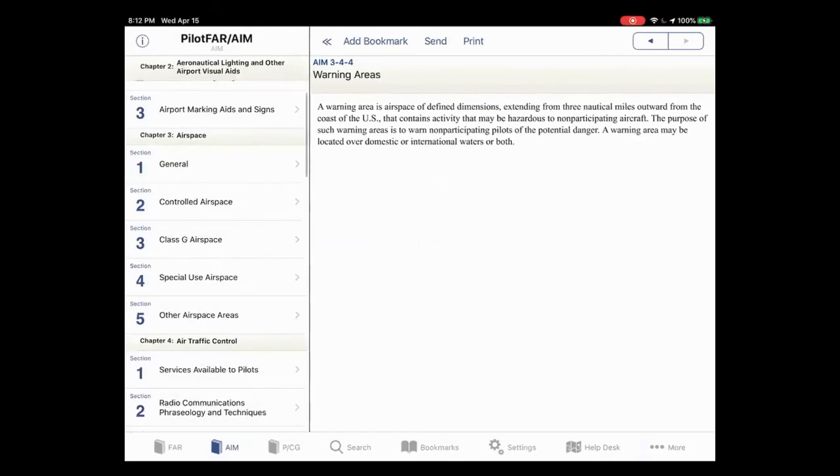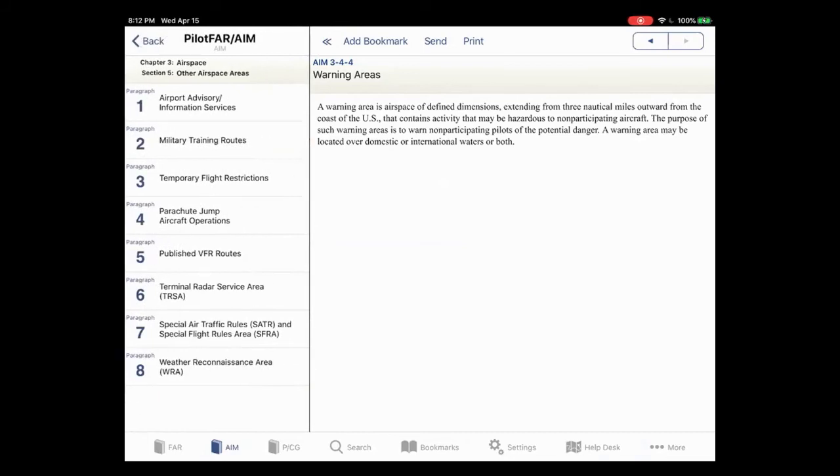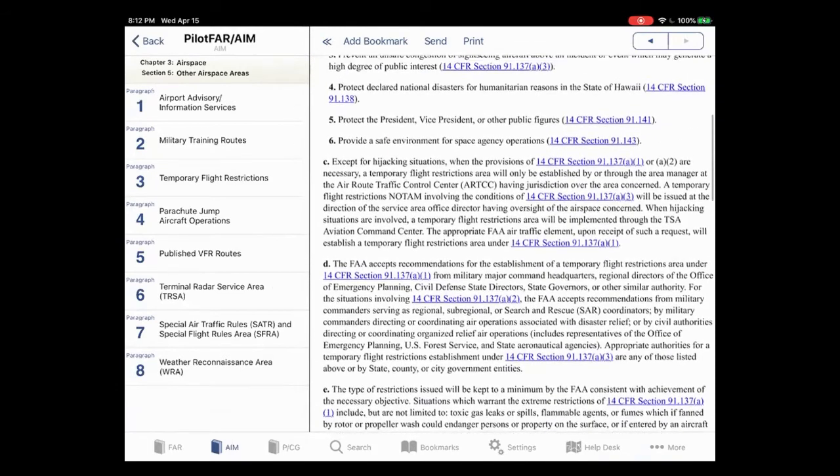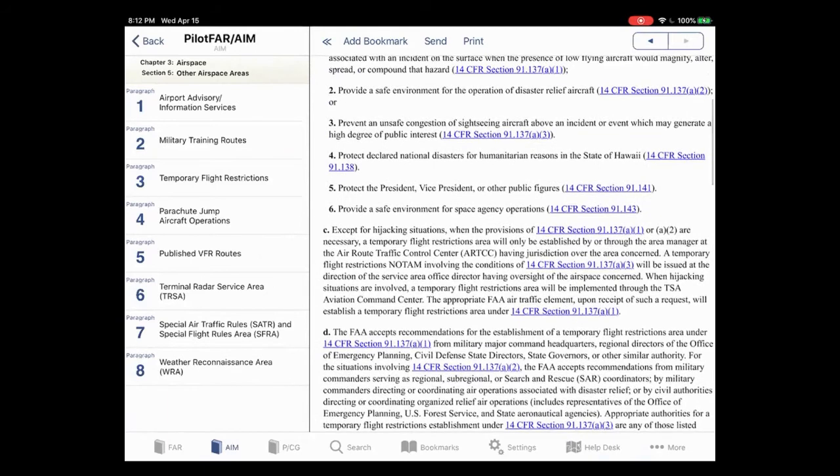I'm sorry. Okay, so we want to take a look at TFRs, which is now back to section 5, paragraph 3 in this case. We want to find out some other reasons. So we can see at the top, of course, as we'd imagine, protect the president, vice president, etc. But we could also see it established for protecting national disasters, like we saw during the hurricane disaster due to Dorian over the Bahamas. So anytime there's a national disaster, you can expect that there's going to be a declaration there. It's not just restricted to the state of Hawaii, by the way.